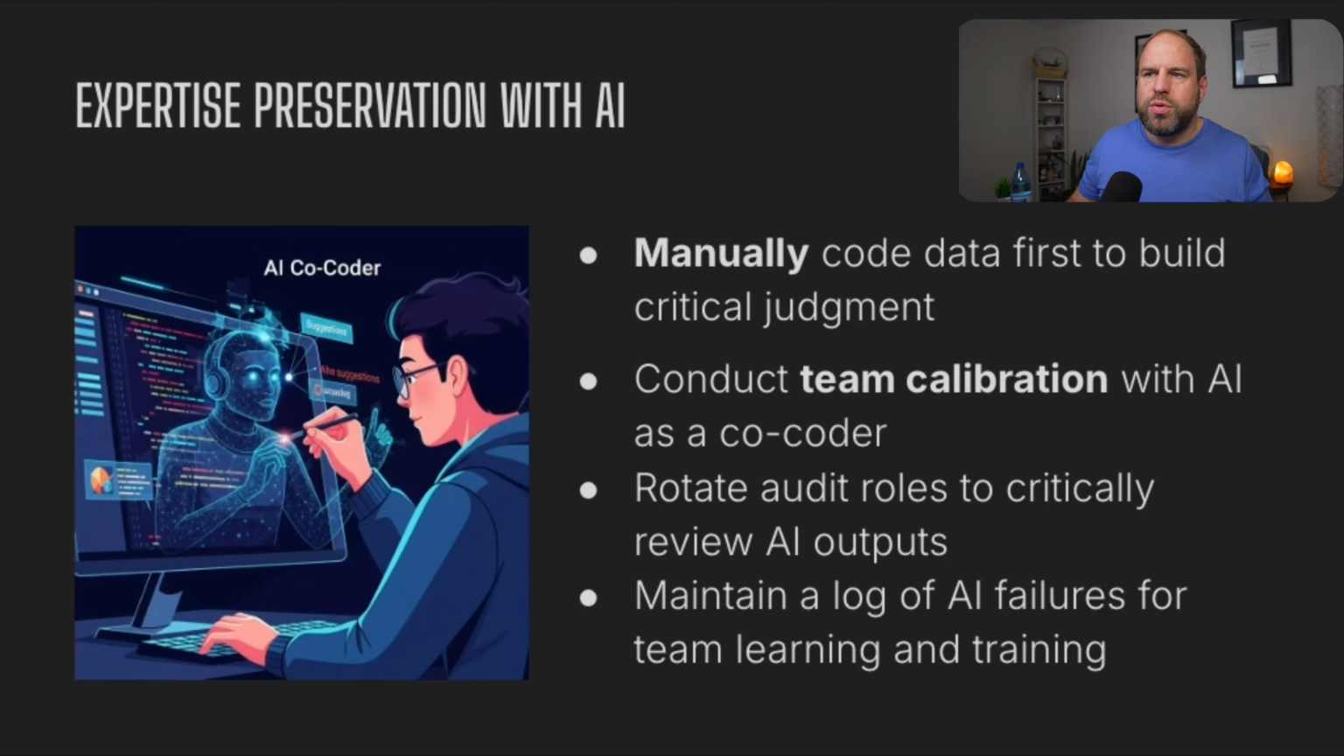So you want to also do team check-ins, calibrations, every couple of months. The team should all code the same data, just 30 spots of data basically, and then compare their answers so that they know, okay, do we agree? Are we still having that sentiment together as a team? Can we all make the same decisions even when we're using AI co-coders?